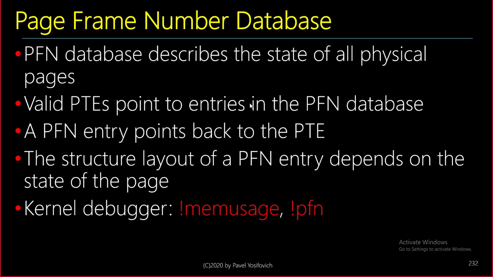So I can say PFN number X, and that X can be from 0 to the amount of RAM that I have, of course, divided by the page size, by 4K. So the more RAM I have, the more PFN indices I have. So I can ask the kernel what's going on with PFN index something.